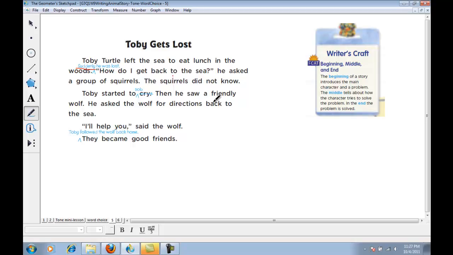He asked the wolf for directions back to the sea. "I'll help you," said the wolf. Now, to make sure that the events of our story are more clear, we added a sentence here saying that Toby followed the wolf back home. They became good friends. You see how we can make just a few changes to make our writing even better?